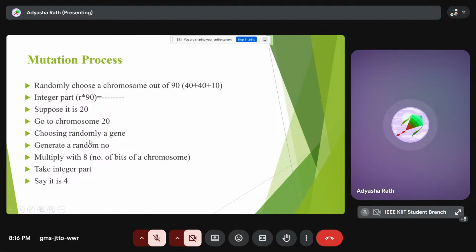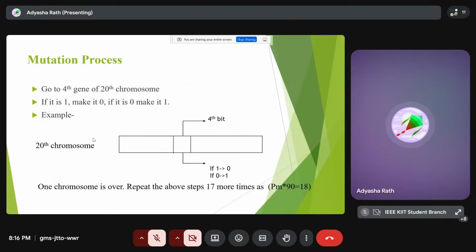Chromosome means what? 101010 up to 10. The whole is called the chromosome. Gene means one cell of the chromosome. Then I have to again multiply, since my chromosome size is 8, so generate a random number, then multiply with 8, the number of bits of the chromosome. Take the integer part, suppose 4.